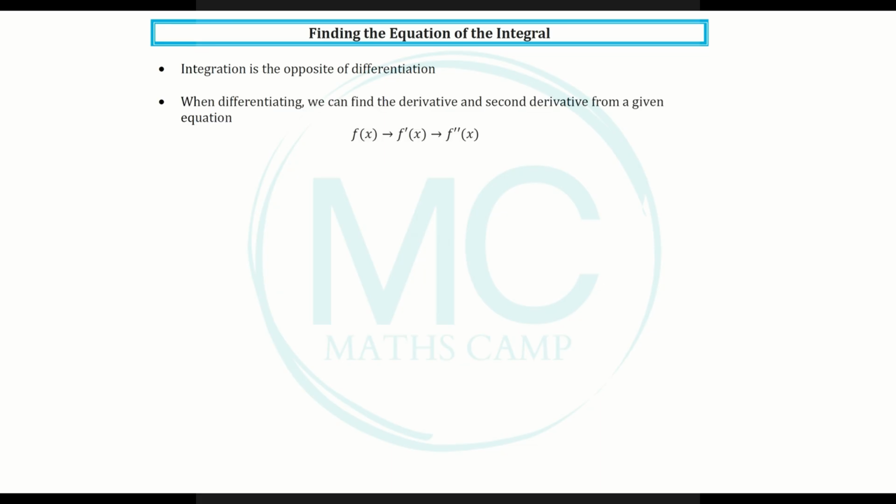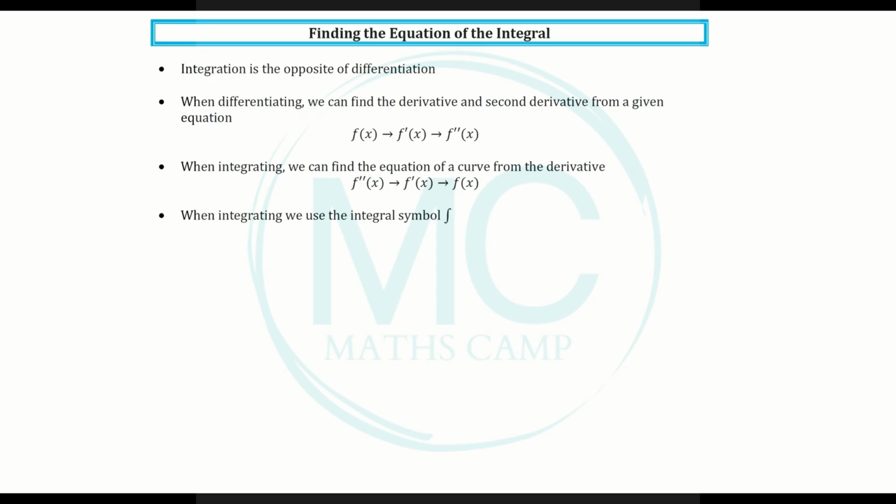When differentiating, we can find the derivative and the second derivative from a given equation. Now we work in the opposite direction. When integrating, we can find the equation of a curve from the derivative. We can also find the first derivative or the equation given the second derivative.